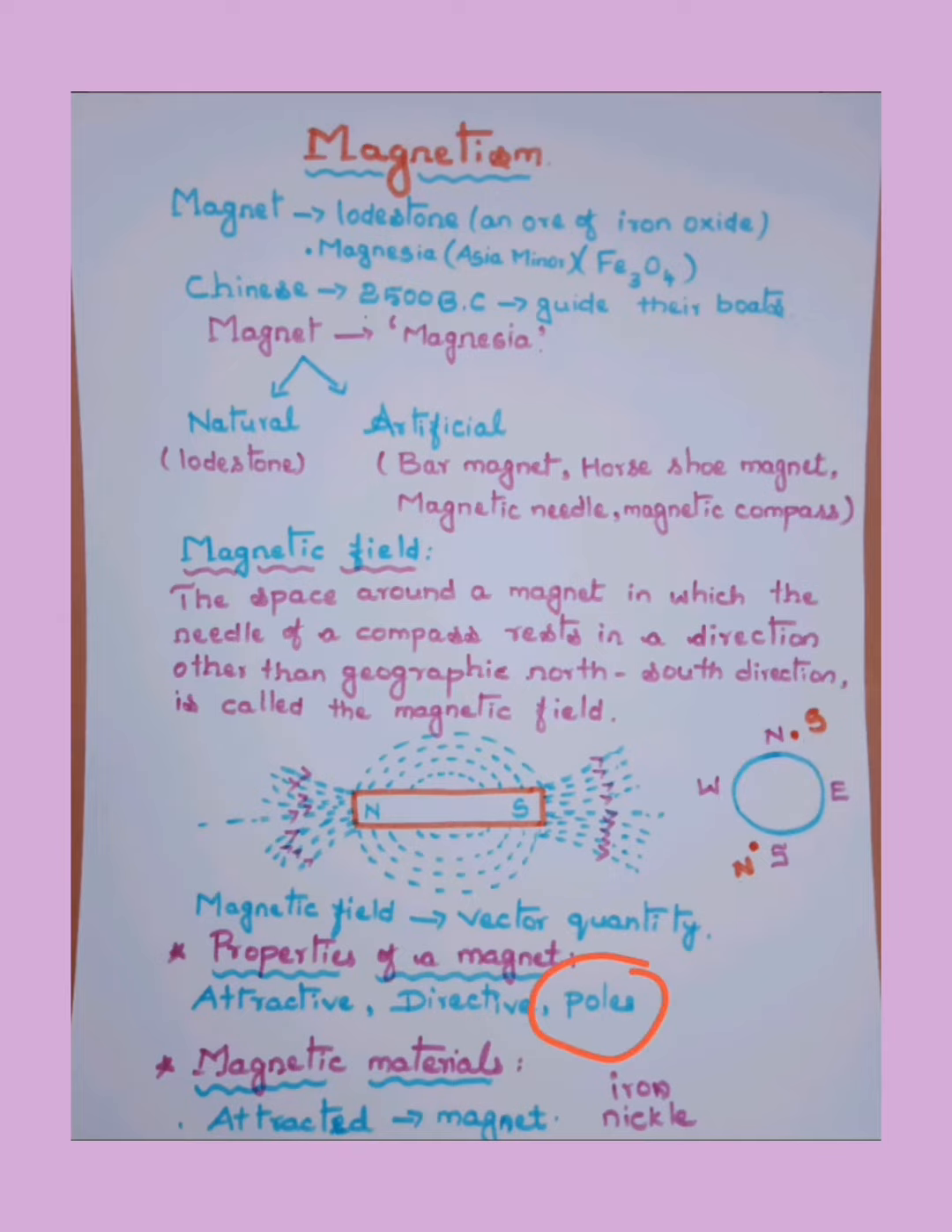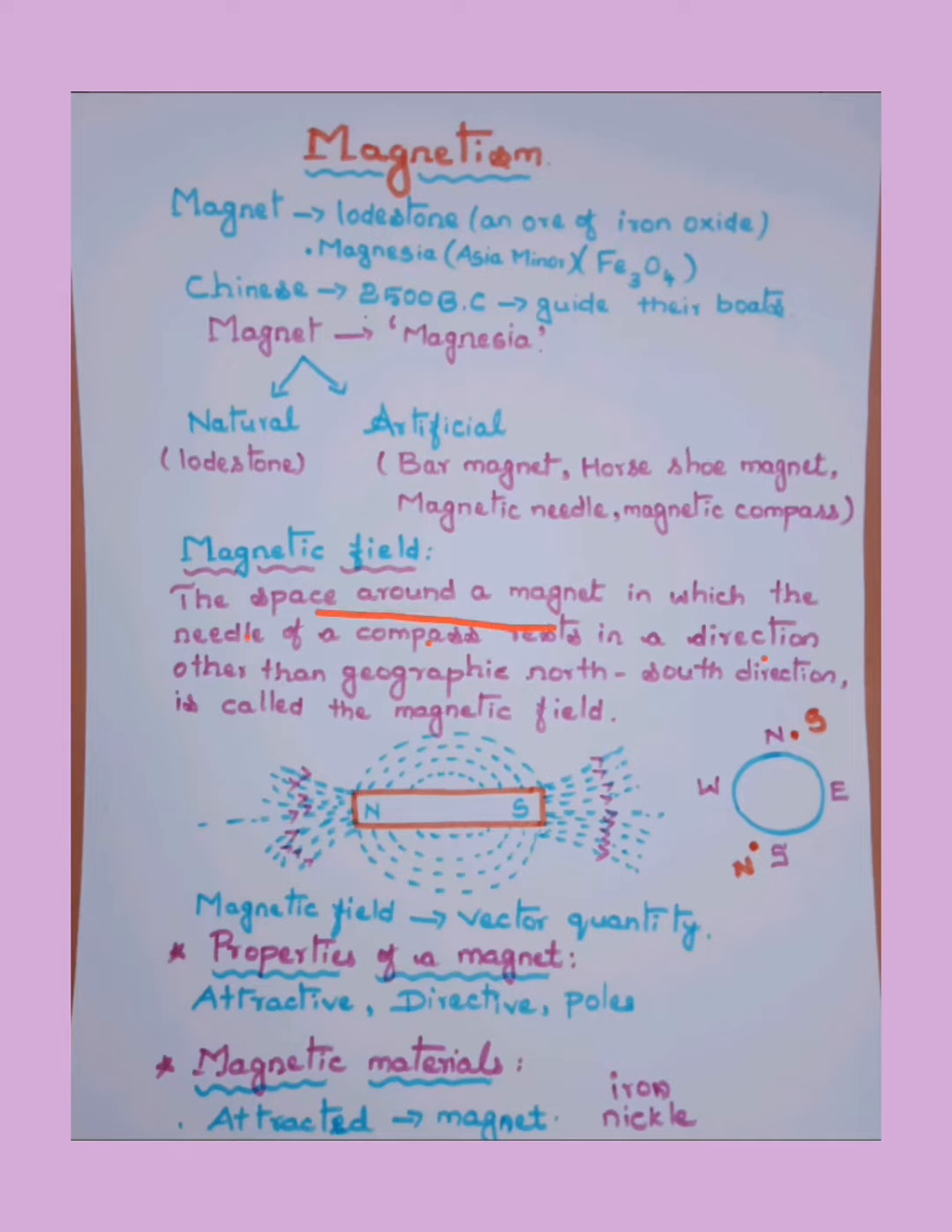Okay, let's see about that. Before that, let's learn about magnetic field. What is a magnetic field? You look at this diagram. In this we have two poles, north and south pole, and these dotted lines are magnetic field lines. How they are situated, you see, they seem to enter through this north pole and move out towards the south. And the space around the magnet in which the needle of a compass rests in a direction other than geographic north and south direction is called magnetic field.